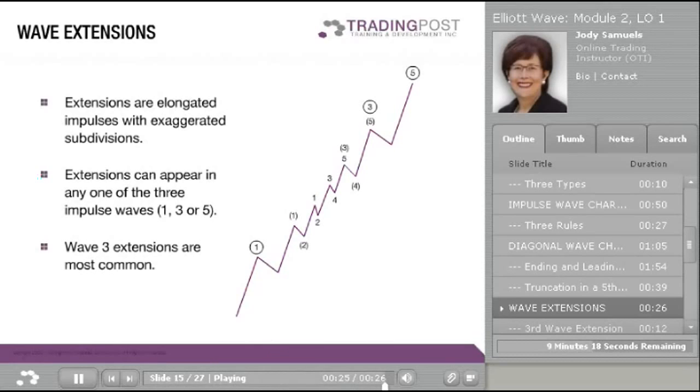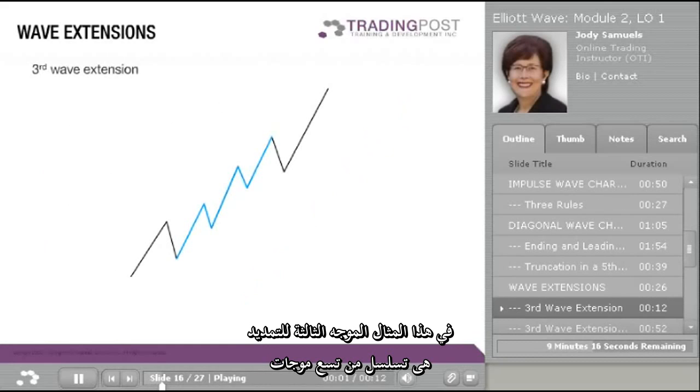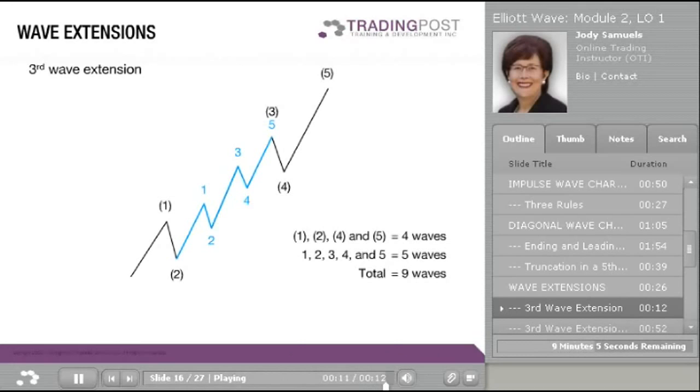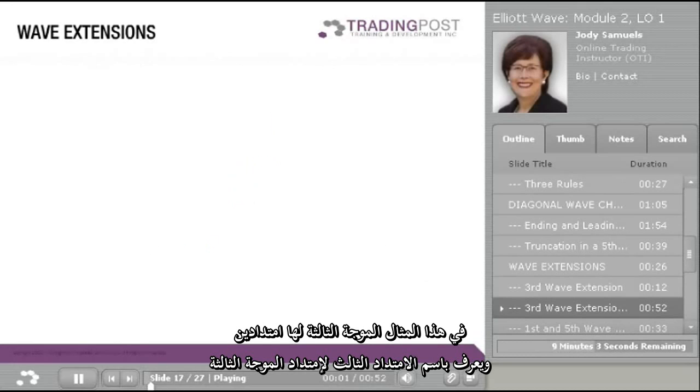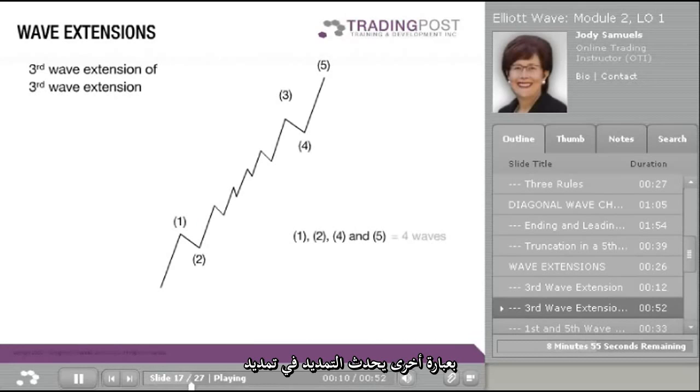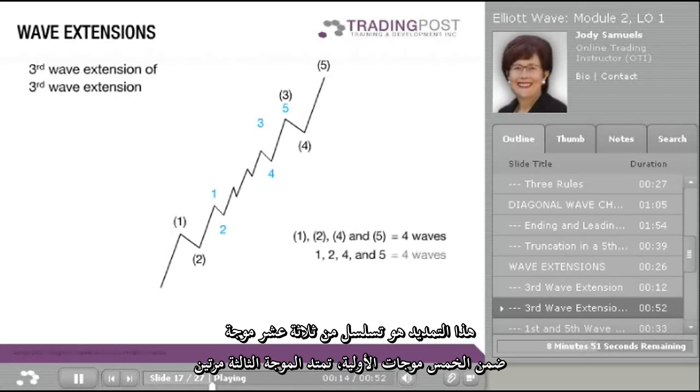However, wave 3 extensions are the most common, since it is usually the strongest and the longest impulse wave of the 3. In this example, the 3rd wave extension is a 9-wave sequence. Within this 5-wave sequence, wave 3 extends into another 5-wave sequence. In this example, the 3rd wave has 2 extensions. This is known as a 3rd wave extension of a 3rd wave extension. In other words, the extension occurs within an extension. This extension is a 13-wave sequence.